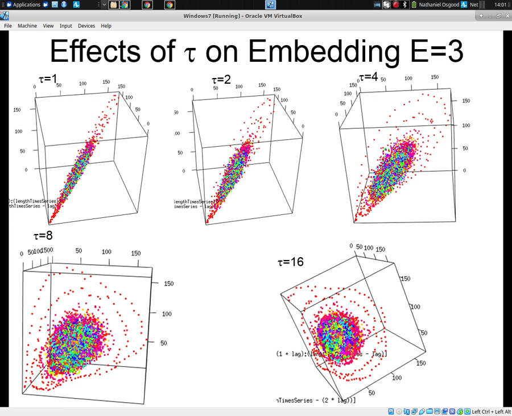Tau does matter for insight. If we reconstruct, remember, everything we're looking at up here is coming from a single time series. That's all it's coming from, reconstructing this way. A larger tau here is more insightful to elicit the underlying structure that's driving that time series. Does that make sense? There is some state space that's driving it, where this is a reconstruction.